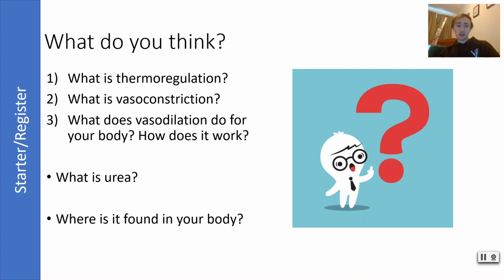What does vasodilation do for your body? It's the opposite. It's where your blood vessels expand near the surface of your skin, so that more blood gets to the surface of your skin. You go red in the cheeks and in other places of your body, and so lots of heat is lost to the environment. That's when it's hot, and it cools you down. So they're opposites. What's urea?